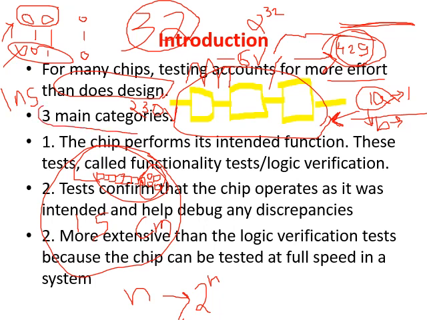Then we'll go further. We have three main categories, basically three types of testing. The first one is logic verification, or you can say functionality test. Logic verification is very simple to understand. We are verifying the logic of the circuit or of the IC, that is, verifying its functionality. If I am manufacturing an AND gate, then it has to perform like an AND gate. If it is doing that, this test is over.